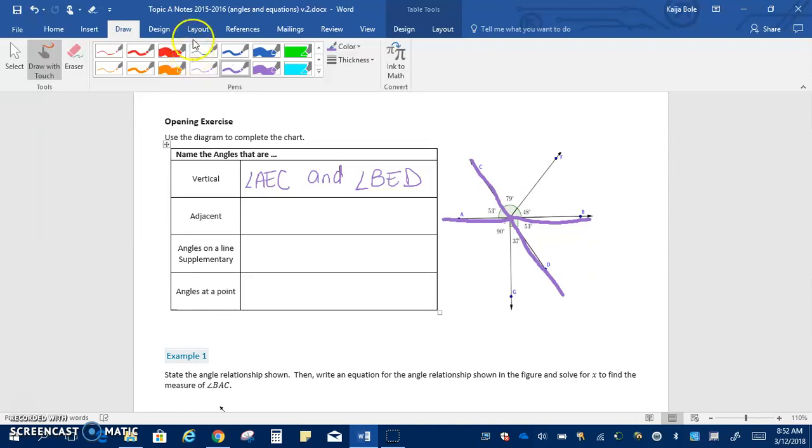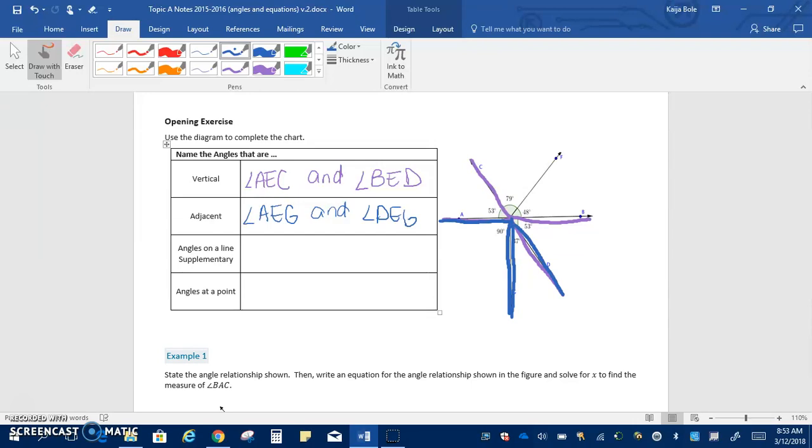Alright, adjacent angles, those are ones that are next to each other. So adjacent angles, we would have angle AEG and angle DEG. So for labeling them, AEG would be here, and then DEG would be the one right next to it.